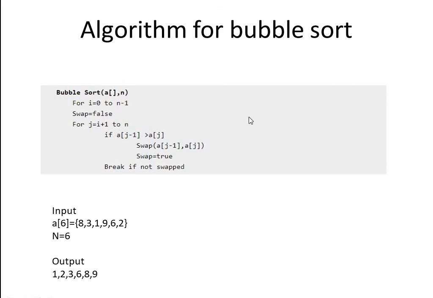If it went until the end of the array, the first pass will be completed and the i value will be incremented, which will be the second pass. In that way the elements will be sorted. If this is the input array, and here n is 6 because there are 6 elements in the array and it is not sorted, when we do bubble sort for this array, the output will be like this, the sorted array. This is the algorithm for bubble sort.